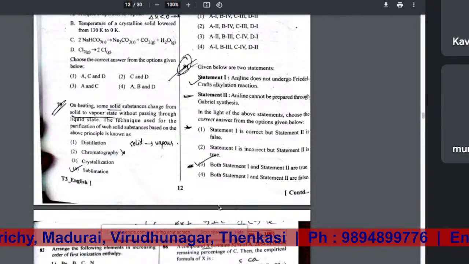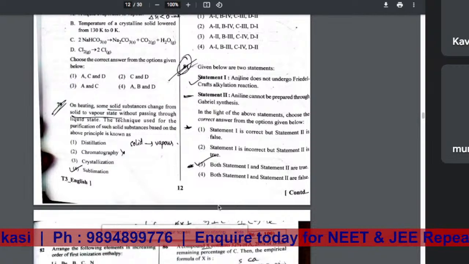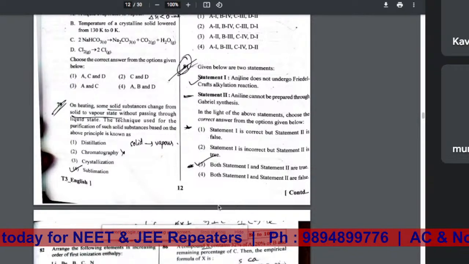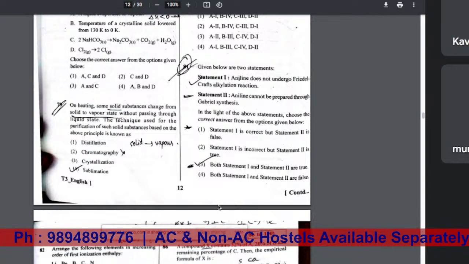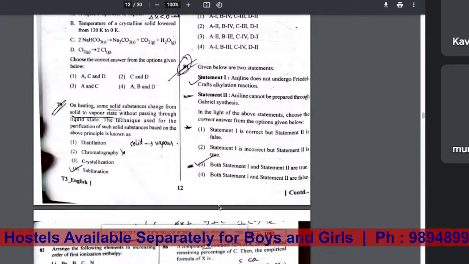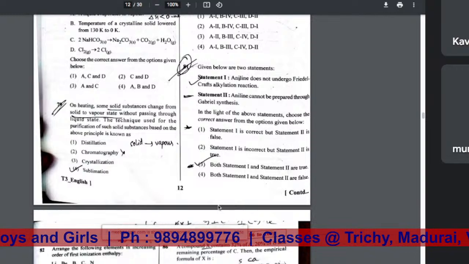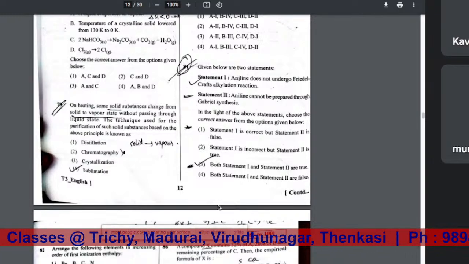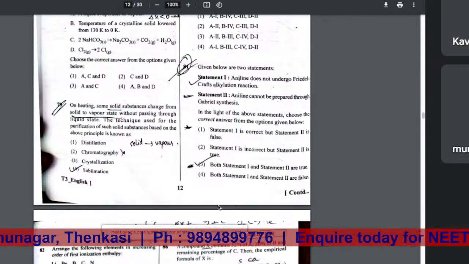Statement first, aniline does not undergo Friedel-Crafts alkylation reaction. Yes, this statement is correct. Why? Because the catalyst which we are using here, AlCl3, is electron deficient. So what it will do, it will react with aniline, whose NH2 has a lone pair. It will react with that lone pair. So it will not give a stable product, it will form an insoluble product. That is why it is not undergoing Friedel-Crafts alkylation reaction. Statement first is correct.